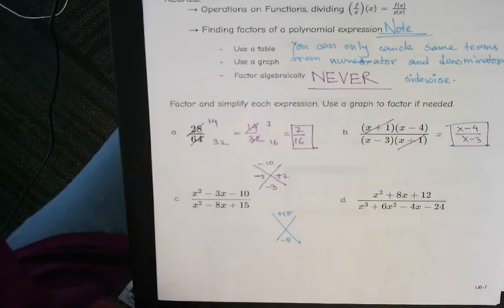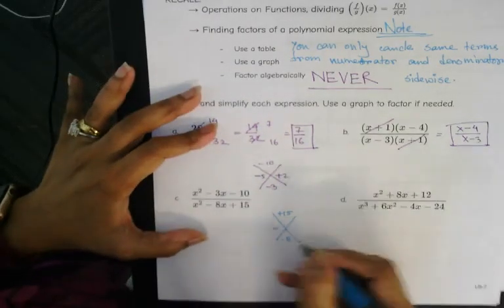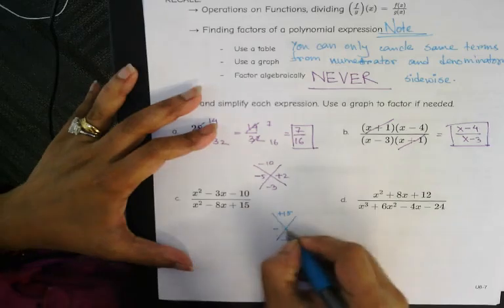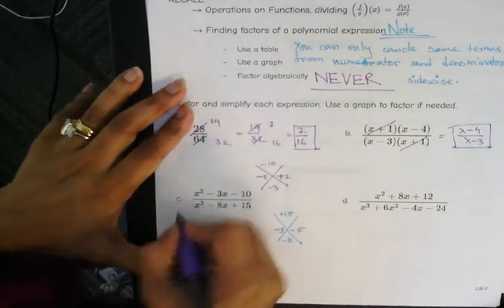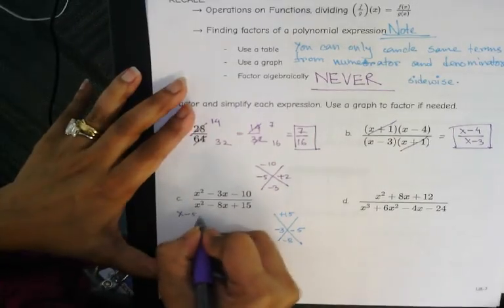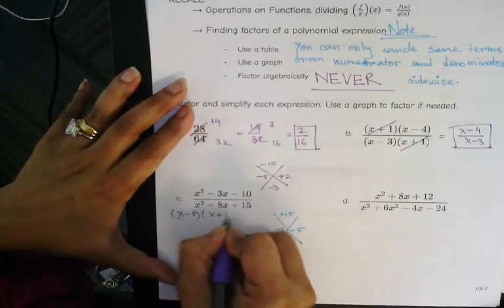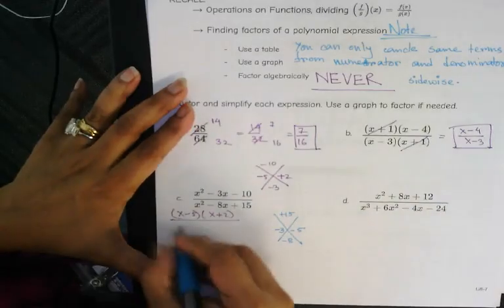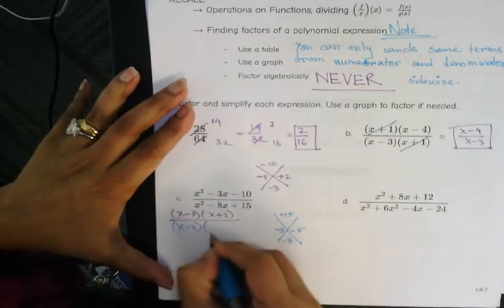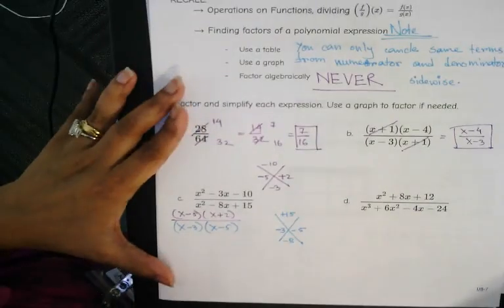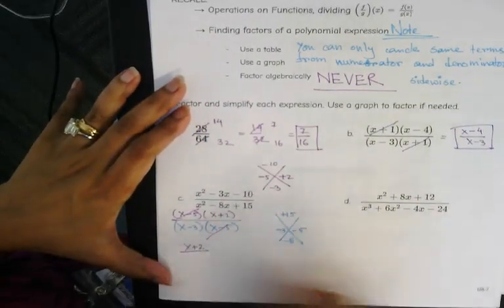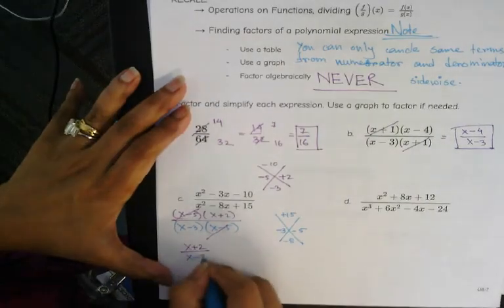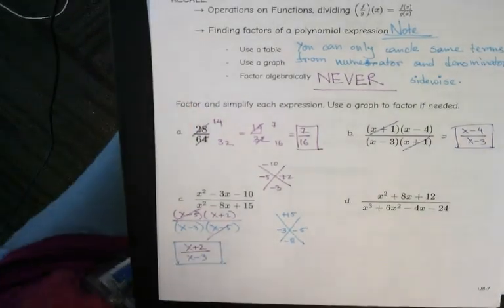I didn't get it. Positive 5? Negative 3 and negative 5. Perfect. So let's write it down. I have x minus 5, x plus 2 over x minus 3, x minus 5. Can I cancel anything? That's my answer.